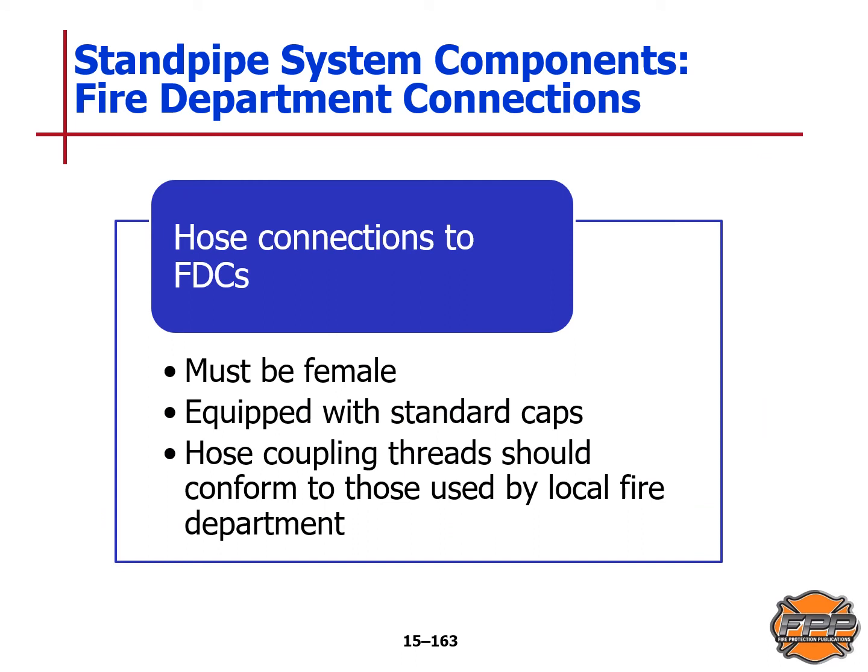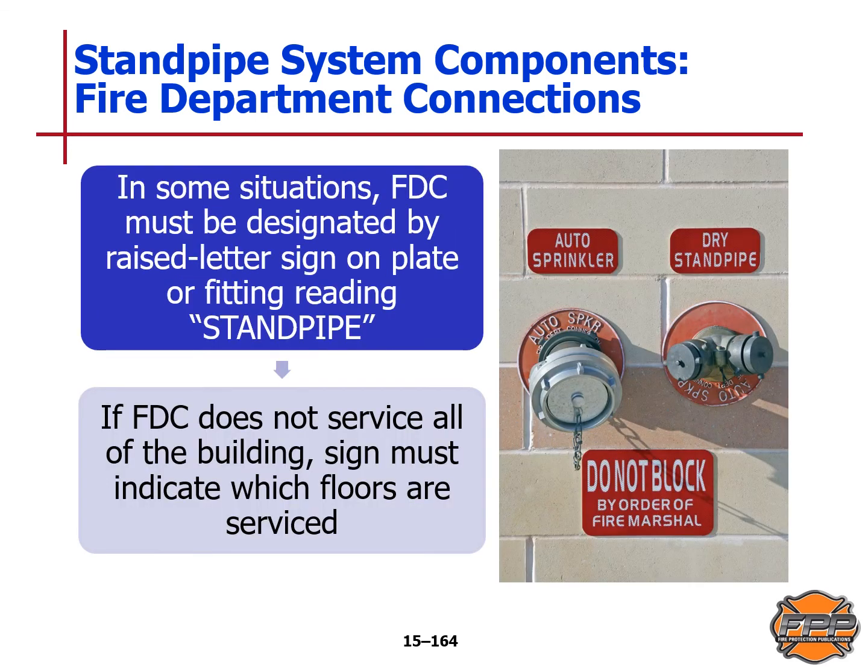Hose connections to FDCs must be female, equipped with standard caps, and hose coupling threads should conform to those used by the local fire department. In some situations, fire department connections must be designated by raised red letter signs on the plate or fitting reading Standpipe. If the FDC does not service all of the building, the sign must indicate which floors are serviced. You see illustrations of that right here on this slide.